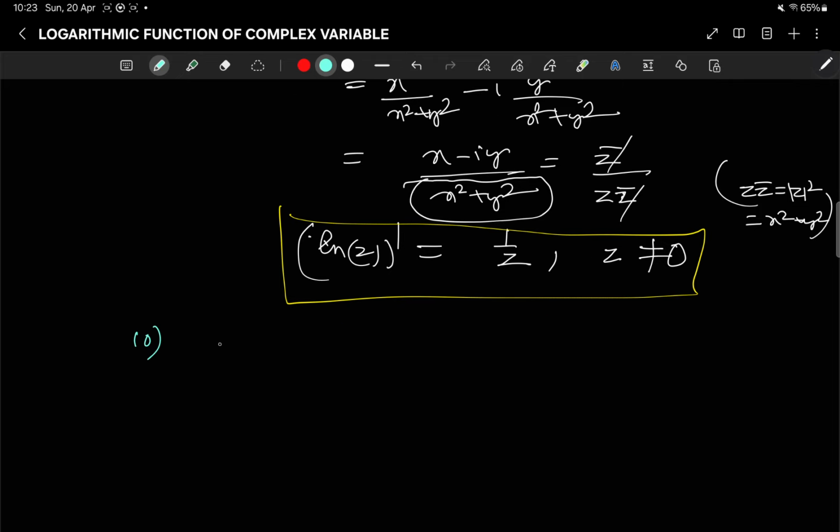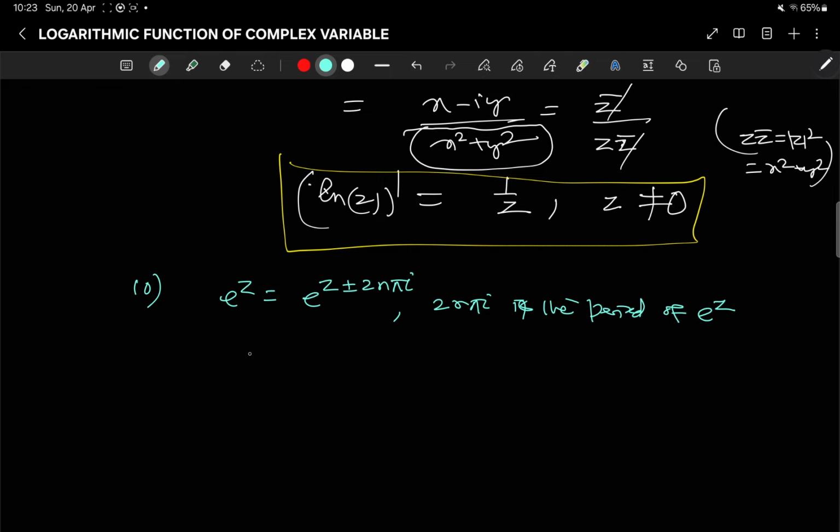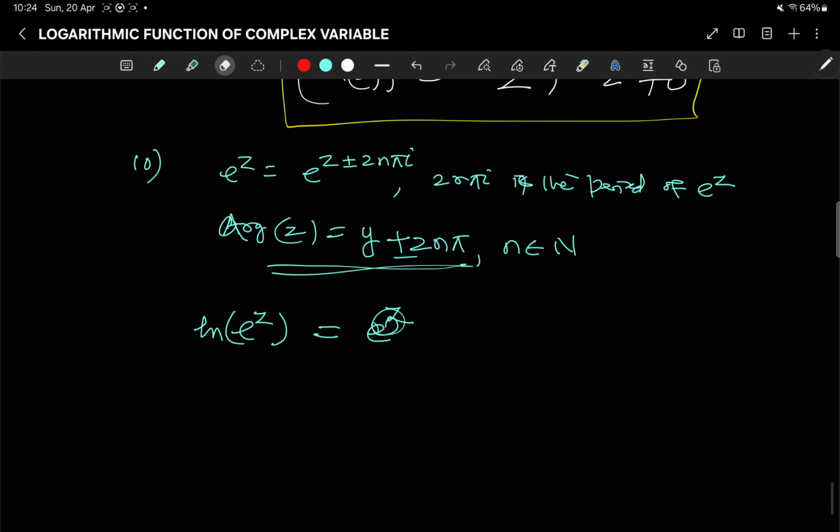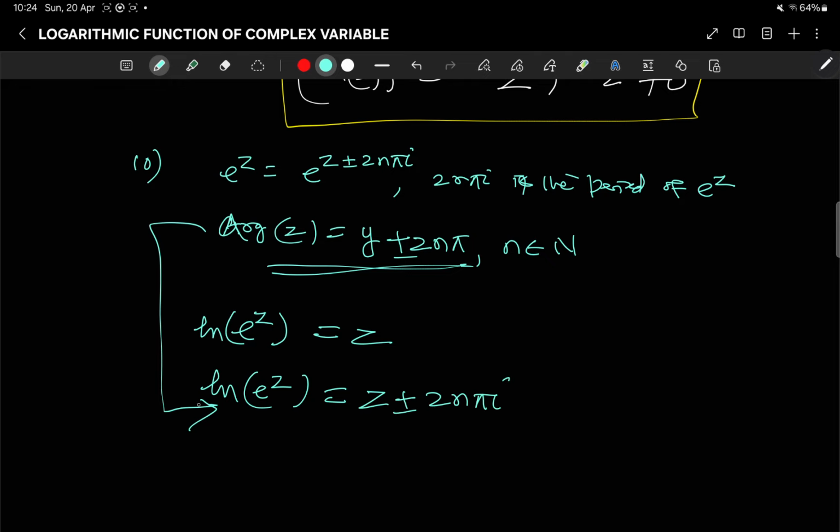Coming to property number 10, e to the power z is e to the power z plus or minus 2n pi i, because 2n pi i is the period of the exponential function. But here, what is the argument of e to the power z? The argument of e to the power z is y plus or minus 2n pi, n an integer. This is the argument of z. So from this viewpoint, ln e to the power z is usually z. But keeping this aspect in mind, I can write ln e to the power z as z plus or minus 2n pi i.